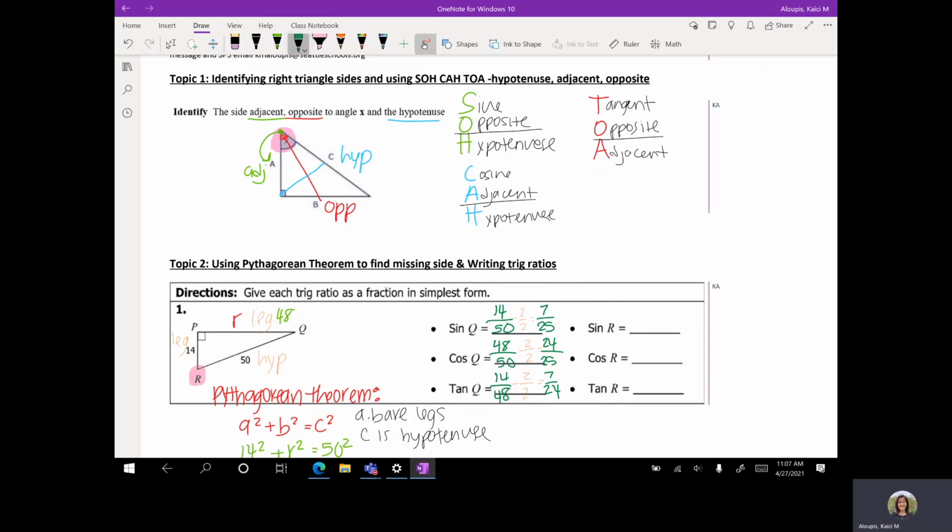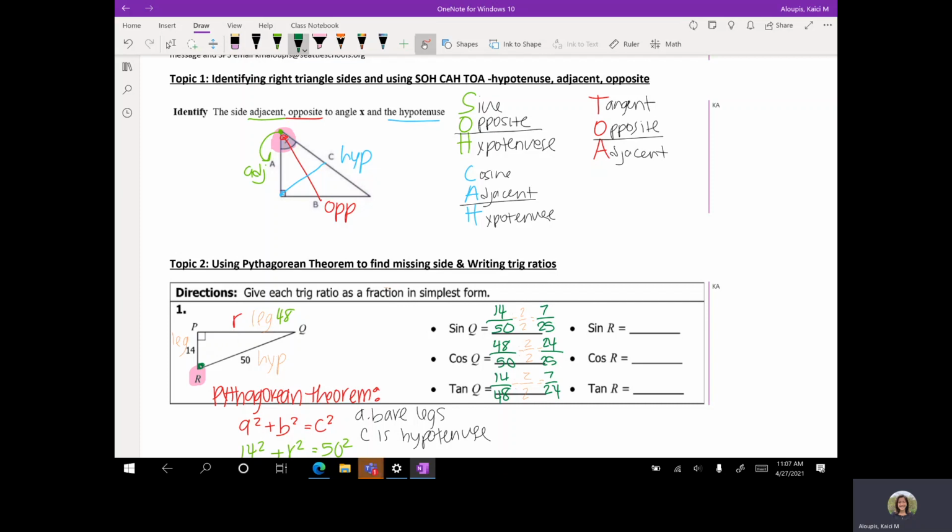Here's angle R. And now the ratios are still the same, as in sine is still opposite over hypotenuse, cosine is still adjacent over hypotenuse, but now we're talking about it from angle R. And from angle R, the side opposite of angle R is now 48. It's this one up here.